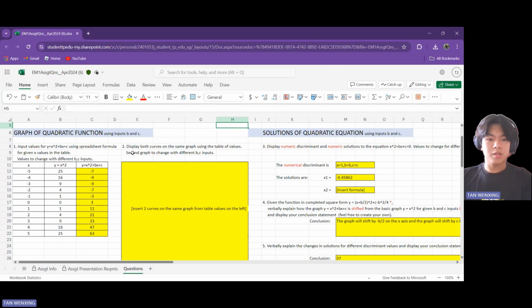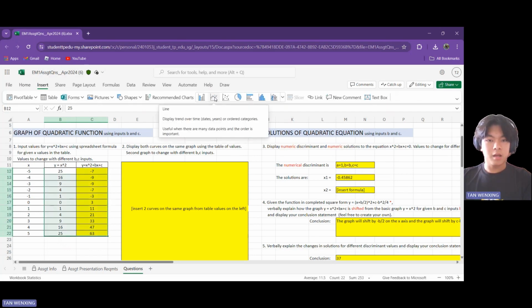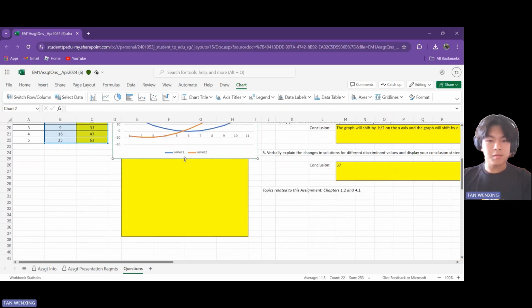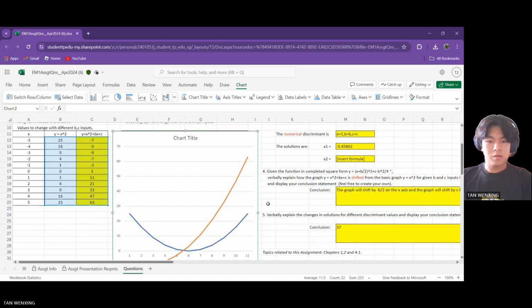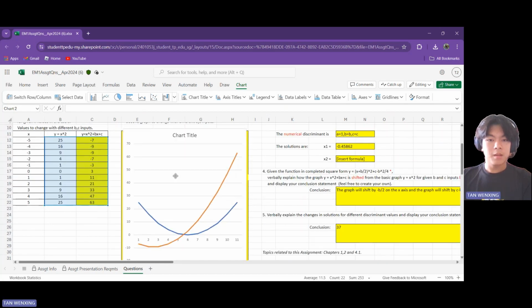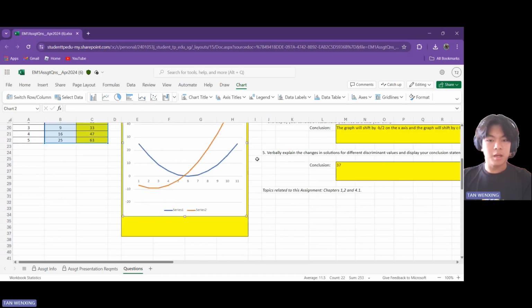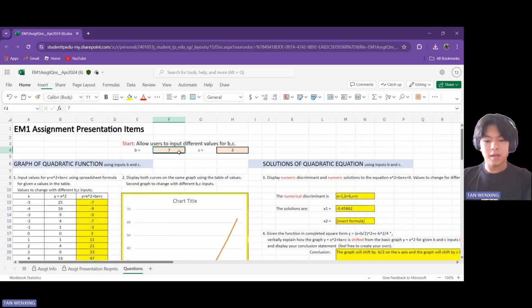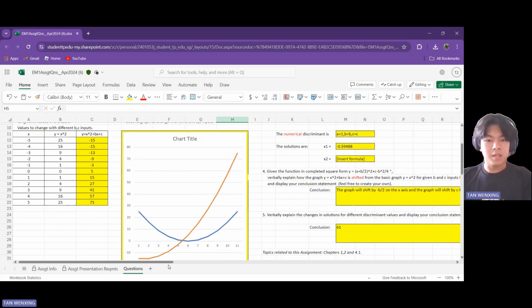All right, so moving on to question 2, display both curves on the same graph using tables of values. So what I'm going to do is copy these 2 rows, click insert, and click on graph charts. And here are my 2 graphs. As you can see here, in my first chart, the blue line represents my first column and the orange line represents my second column. And if I change my values here, both the chart and my answers here also change.